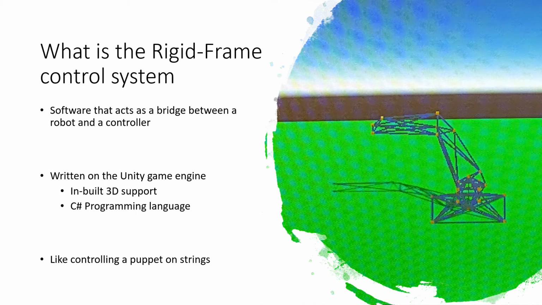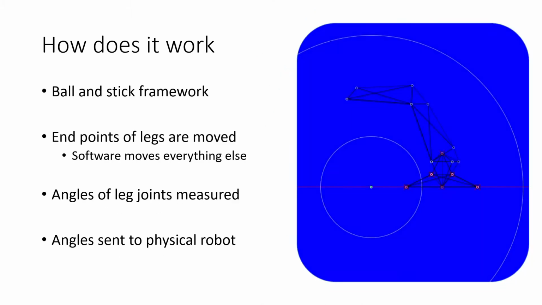It's written using the Unity game engine. So it's got built-in 3D support, normally used for class A games, and it's quite a nice system to work with. It uses the C# programming language, which for me is a bit like a mixture between C++ and Visual Basic. It's quite nice to use. So how does it work?